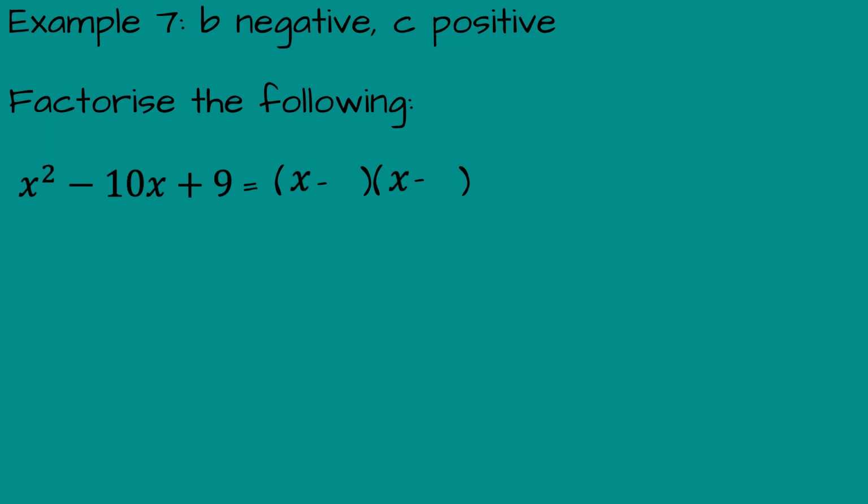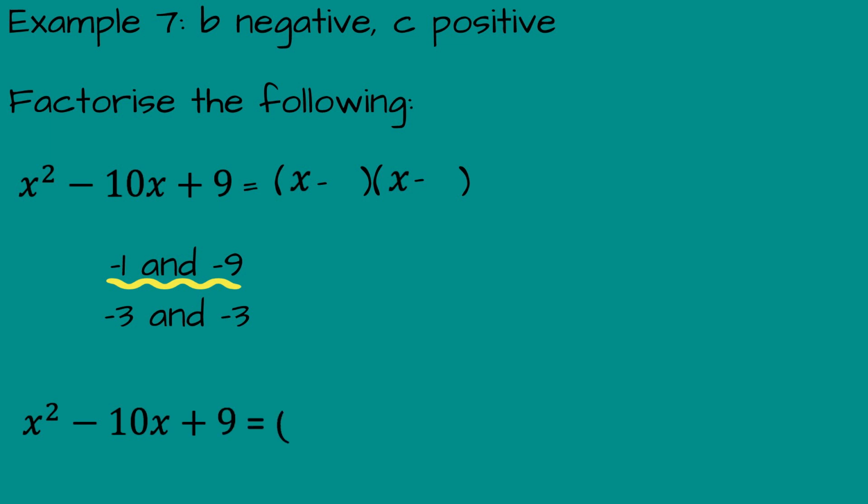Negative numbers that multiply together to give 9 are -1 and -9, and -3 and -3. -1 plus -9 equals -10, so the equation factorizes to x minus 9 times x minus 1. Congratulations! You have mastered factorizing two-term quadratics and three-term quadratics where the coefficient of the x squared term is 1.